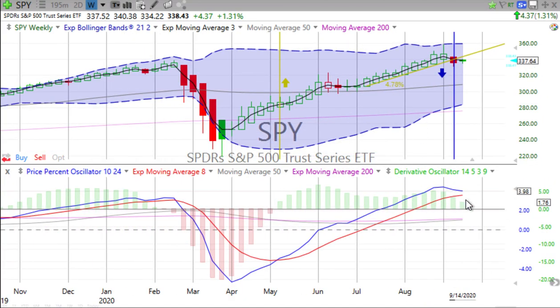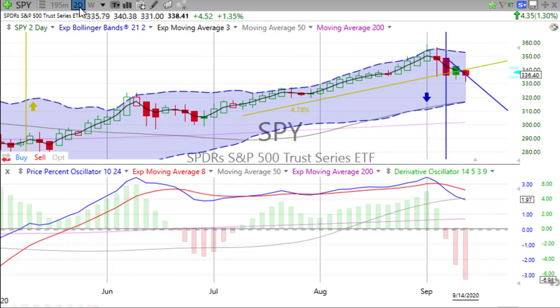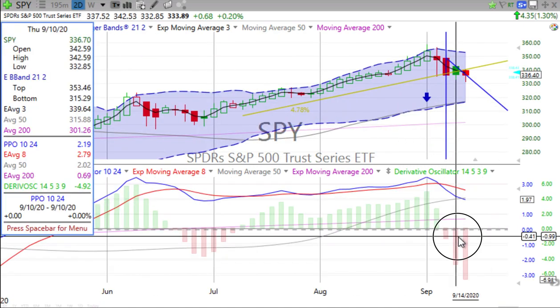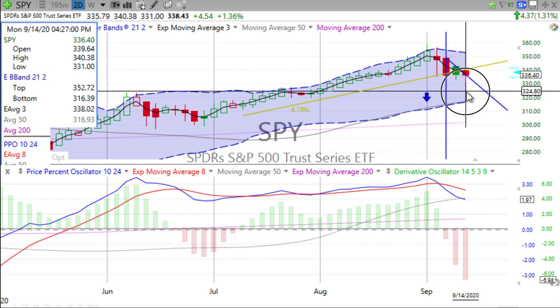Price percent oscillator still going down. Derivative oscillator losing upward momentum, but still positive. Remember, price percent oscillator has not crossed over. We just had a down week last week. What do we see on the 2-day chart? Now, that last 2-day candle finished drawing on Thursday, so the latest 2-day candle is complete now.